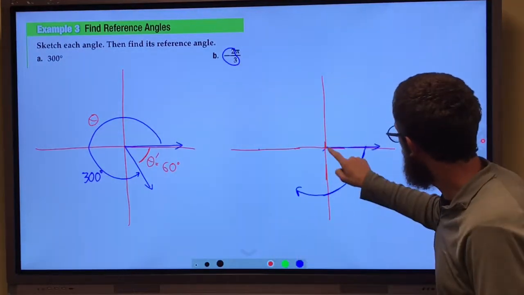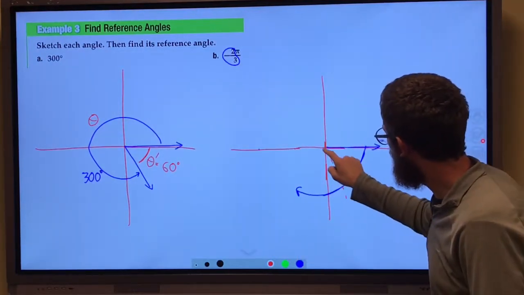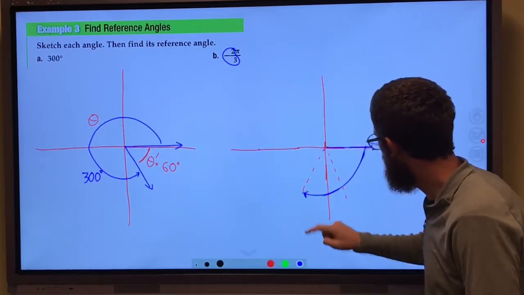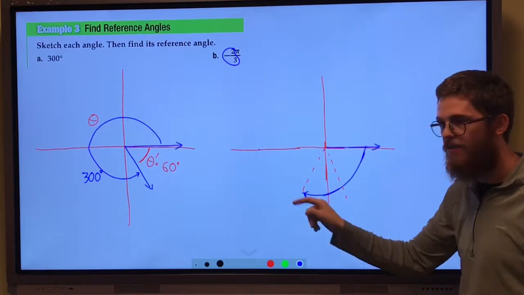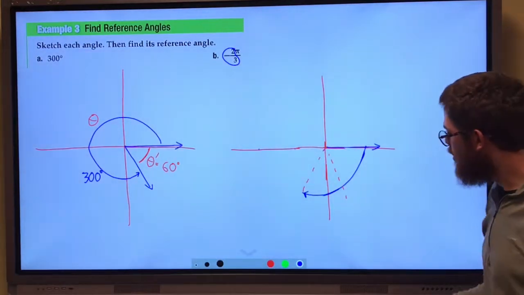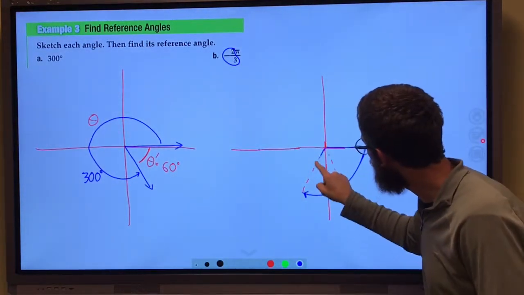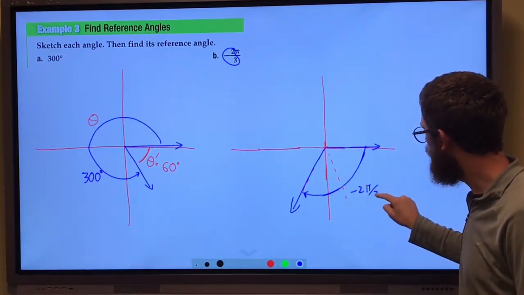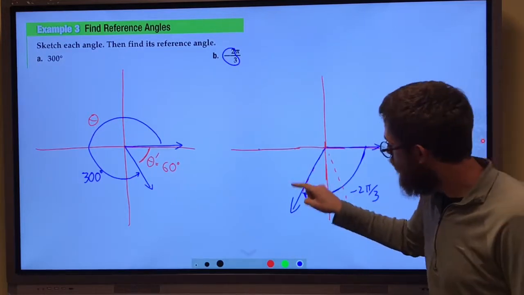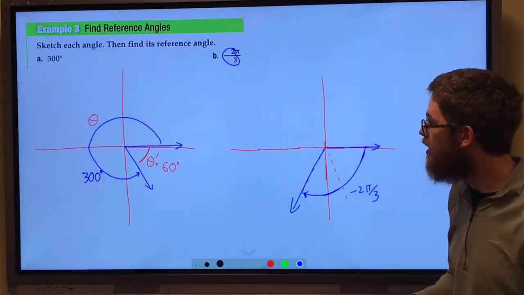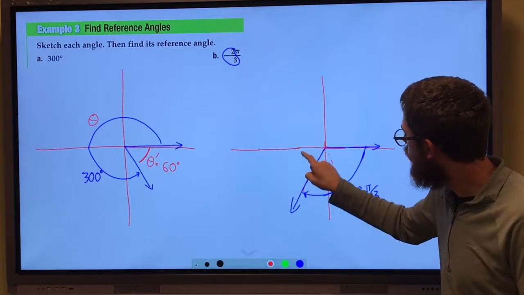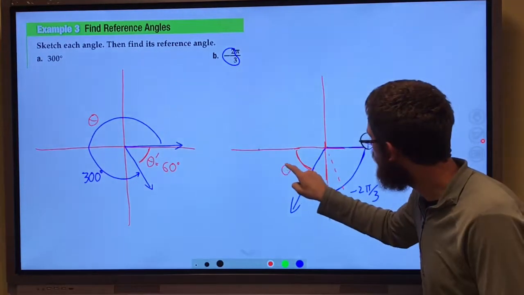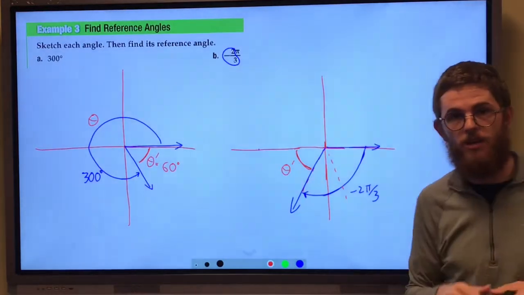We've got a third of the pi, we've got another third of the pi, so splitting half of our circle into thirds. And so it would stop about right there. That would be negative 2 pi over 3. But our reference angle, again, is always going to be from our terminal side to the closest x-axis. So this is going to be our reference angle.